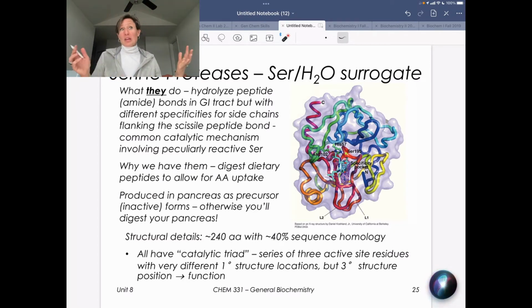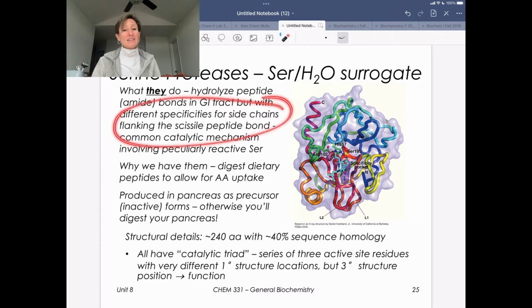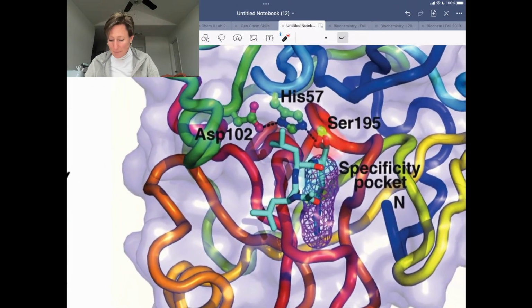Okay, they're plural, and I'm referring to them as they because it is a class of enzymes that hydrolyze peptide bonds in the GI tract. But the different ones have different specificities for side chains that flank our scissile, our to-be-cleaved peptide bond. But they're all part of this class because they have a common catalytic mechanism with a particularly reactive serine. So I'm going to zoom in here. We're going to see this slide again in just a little bit.